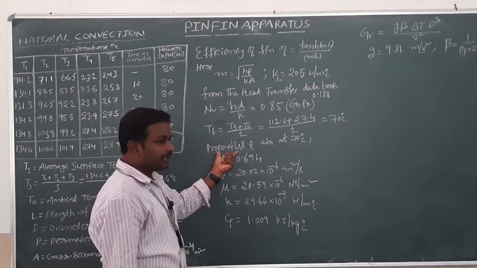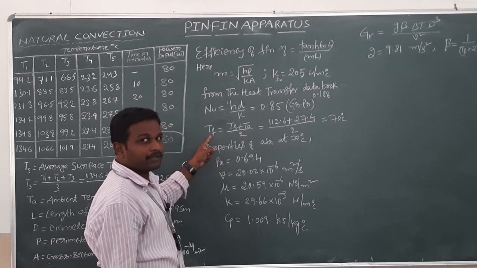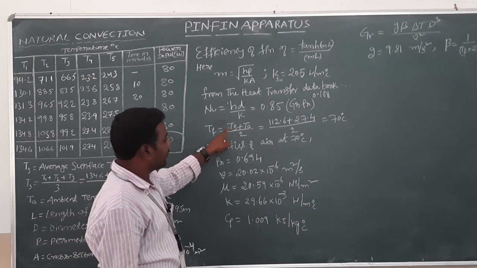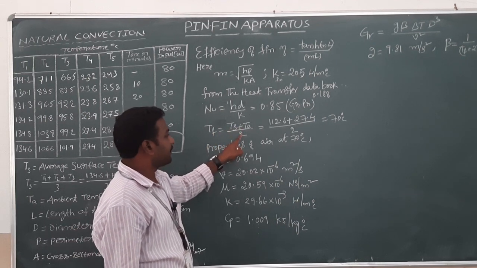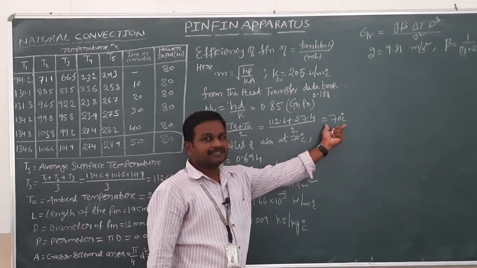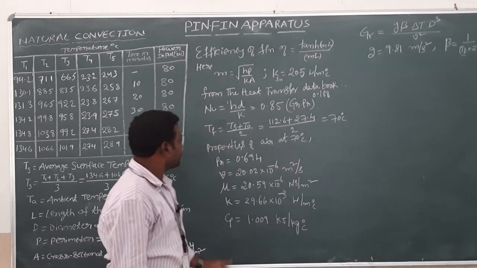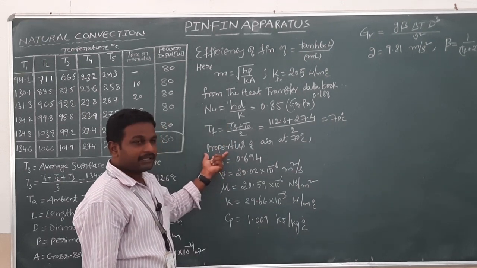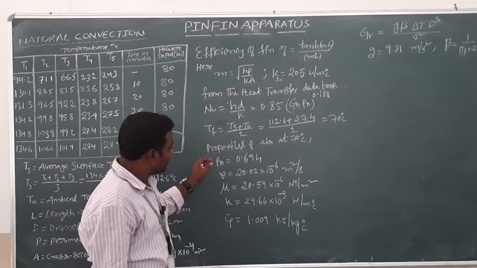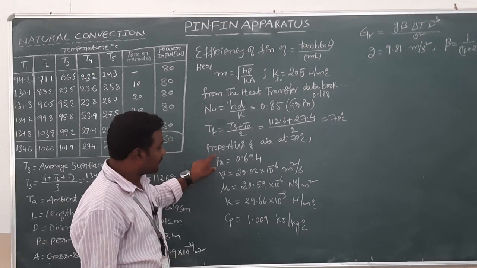So properties of the air are considered at the film temperature. Film temperature is the average of surface temperature and the ambient temperature. So film temperature is 70 degree centigrade. So consider the properties of air at 70 degree centigrade. At 70 degree centigrade, Prandtl number equals 0.694.